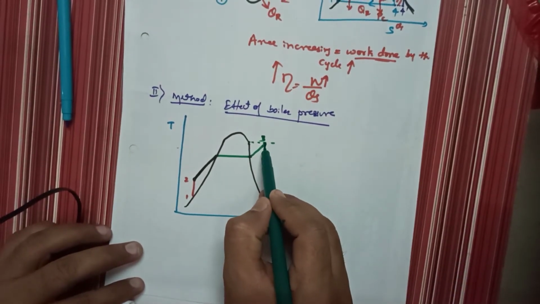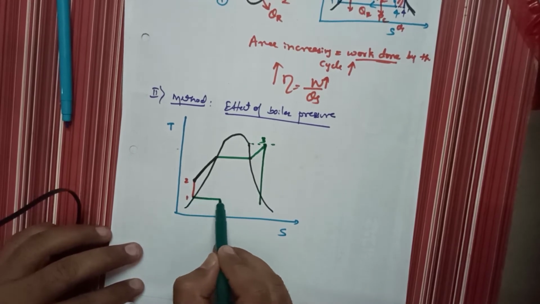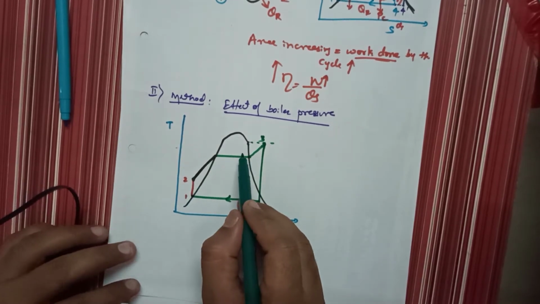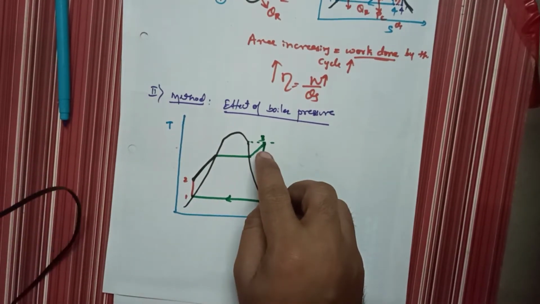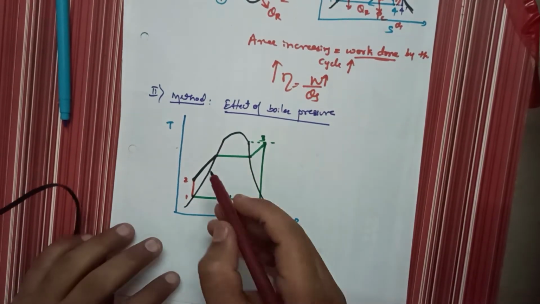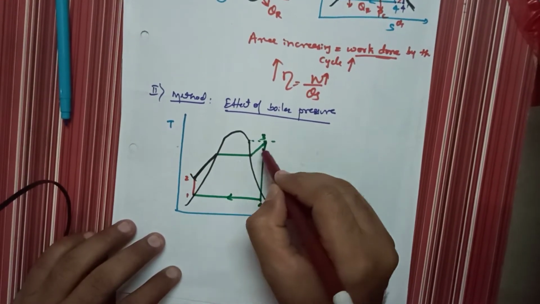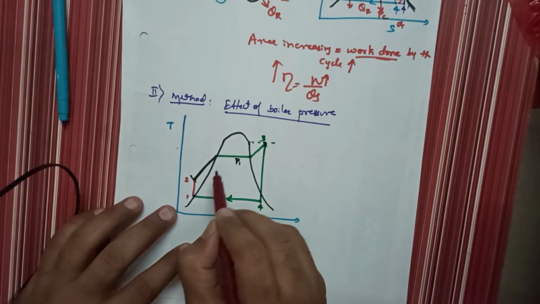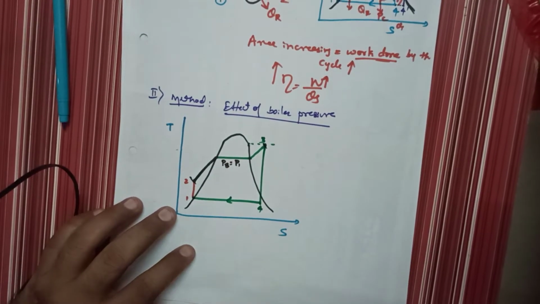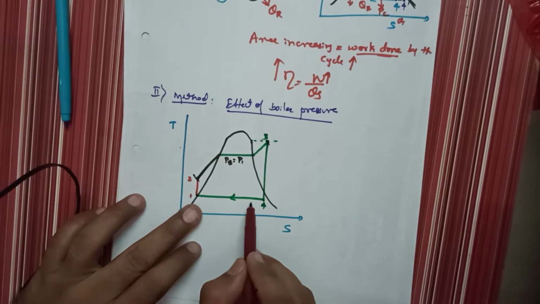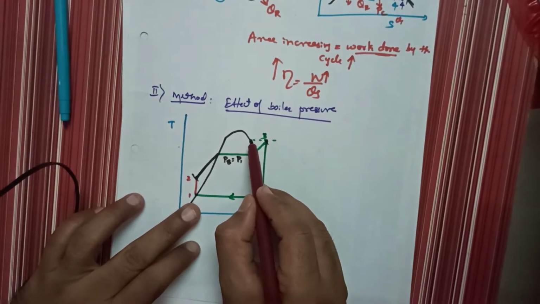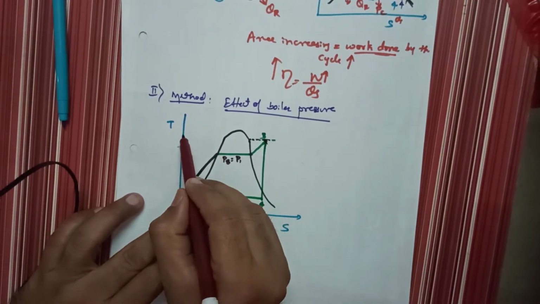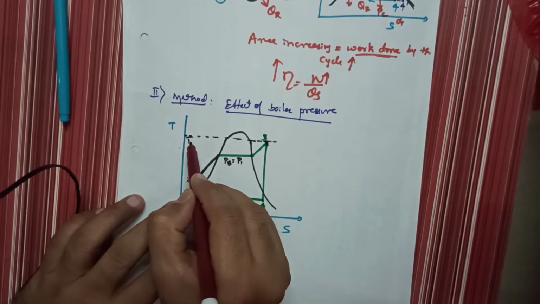Again 3 to 4 is expansion and 4 to 1 is the condenser. This is 4, 4 to 1, 1 to 2, 2 to 3. So dear students, 2 to 3 is the boiler, at constant pressure, that is P1, or PB, boiler pressure. Condenser pressure I will not change, and I will not change the superheated temperature. This is the maximum temperature, I should not cross above this line. This is the maximum temperature in the cycle, T max.